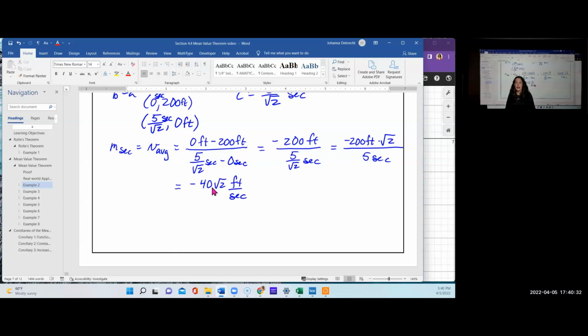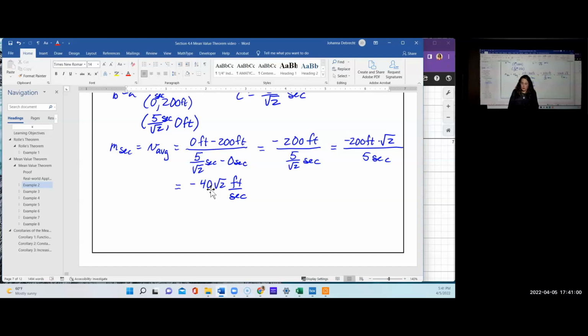All right, that's my average velocity. Now, if I've got the average velocity, what's the next thing I need to get? I need the instantaneous velocity. So at some point, these have to be equal. So I know that the average velocity and the instantaneous velocity are both going to be a negative 40 square roots of 2 feet per second at one point in time. I want to find that point in time.